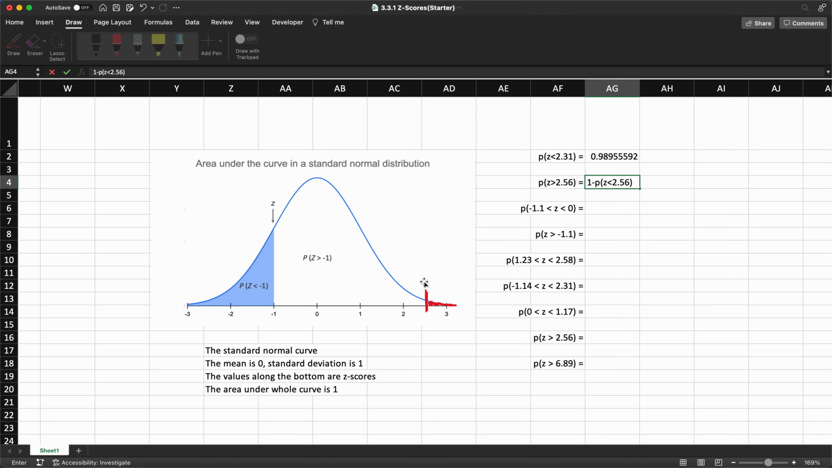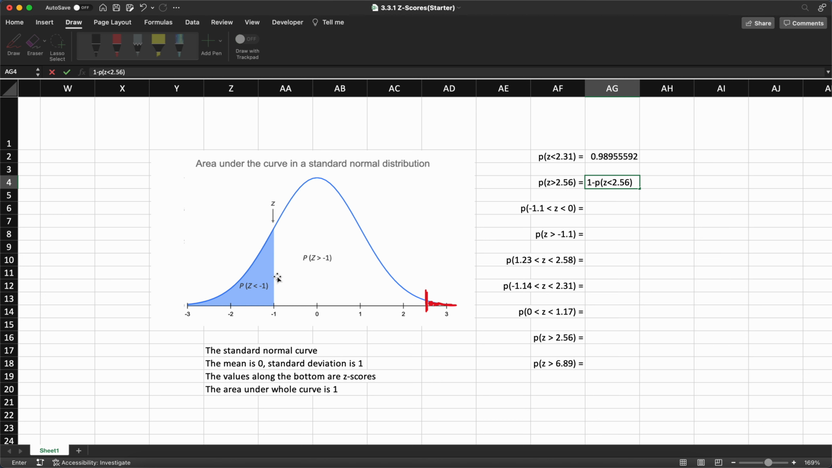So if you want to think of this as less than or equal to, that's fine, but you don't have to. So the probability that z is greater than 2.56, which is the area under the standard normal curve, is the same thing as 1 minus the probability that we get less than. Now, why would I have to rewrite it this way?